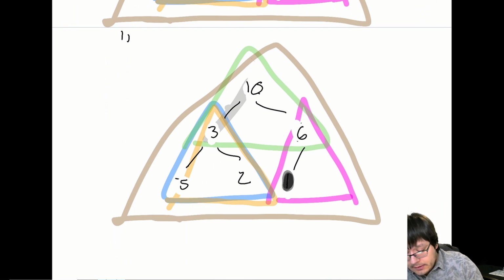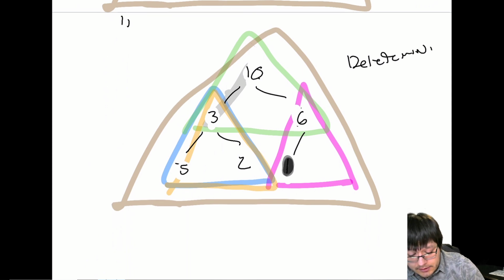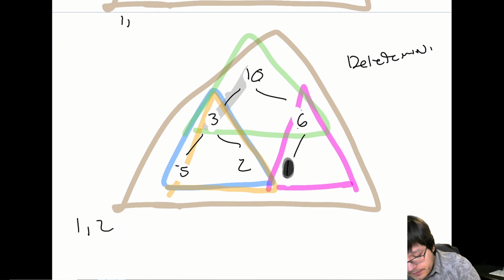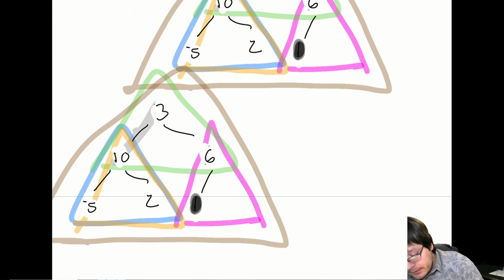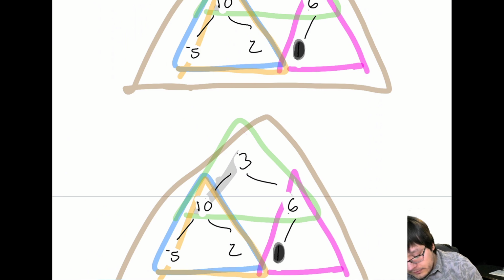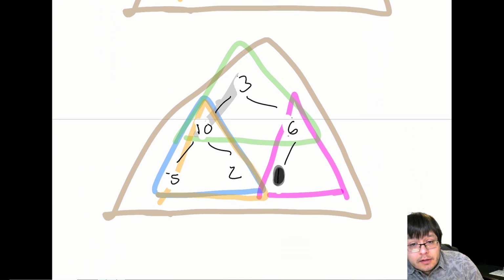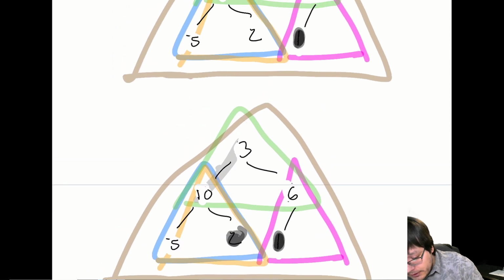Okay, and you can say delete min, okay, and that takes out the 2. Okay, the next drawing would be swapping the 3 and the 10. Okay, next drawing would be swapping the 10 and the 2. Or sorry, not the 2, because the 2 has been marked as the leader already.